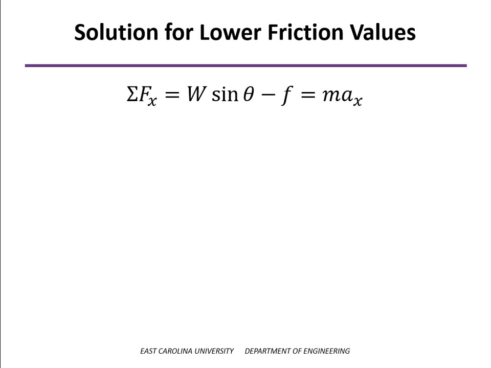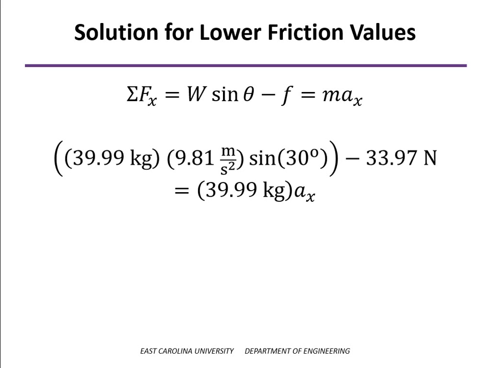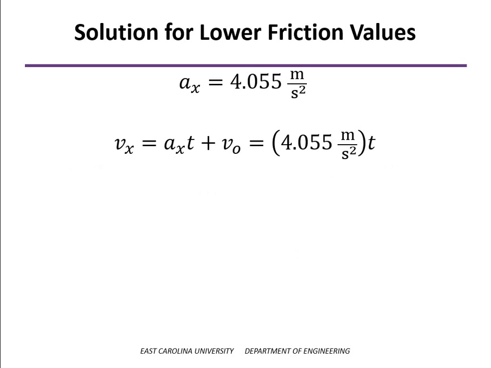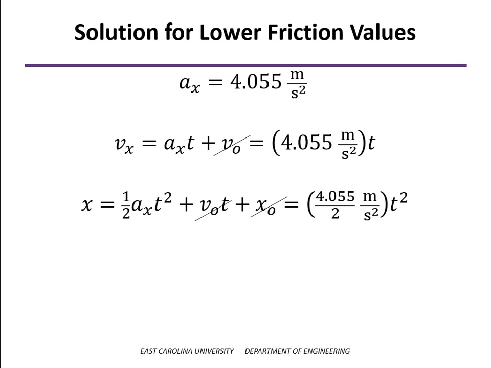And if we look at the sum of the forces in the x direction here, now the only unknown would be the acceleration of the center of mass, and that comes out to be 4.055 meters per second squared. And so we can integrate that twice with respect to time to get both the velocity and the position.